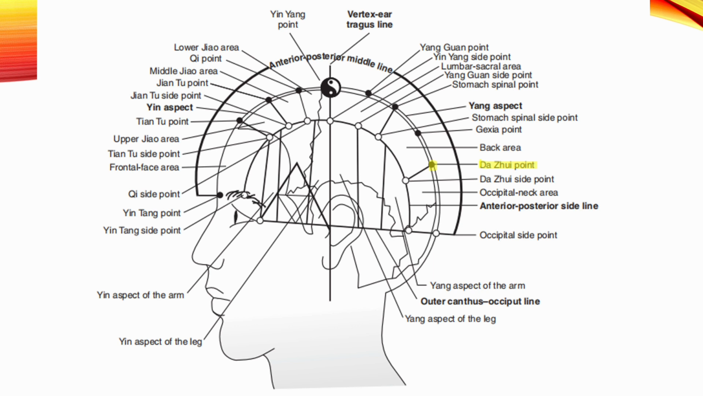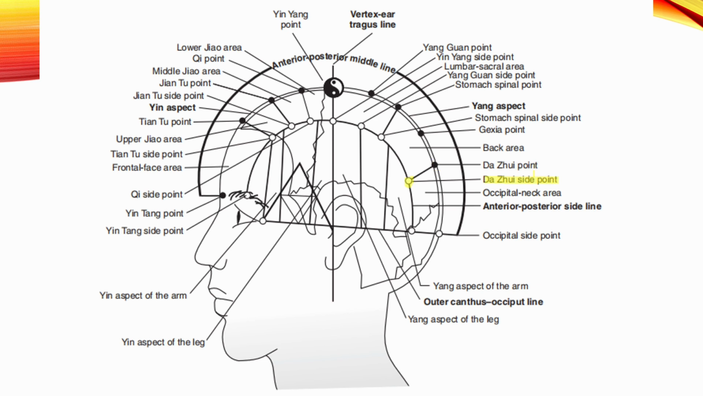Da Zhui point. This point is on the anterior posterior midline at the posterior 1/3 point of the line running between the Yin-Yang point and the lower border of the external occipital protuberance. Da Zhui side point. This is the point on the anterior posterior side line at the posterior 1/3 point of the line running between the Yin-Yang side point and the occipital side point.